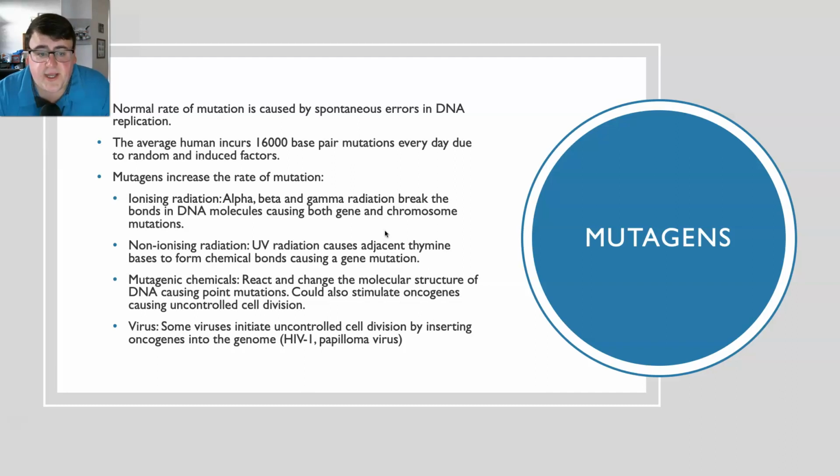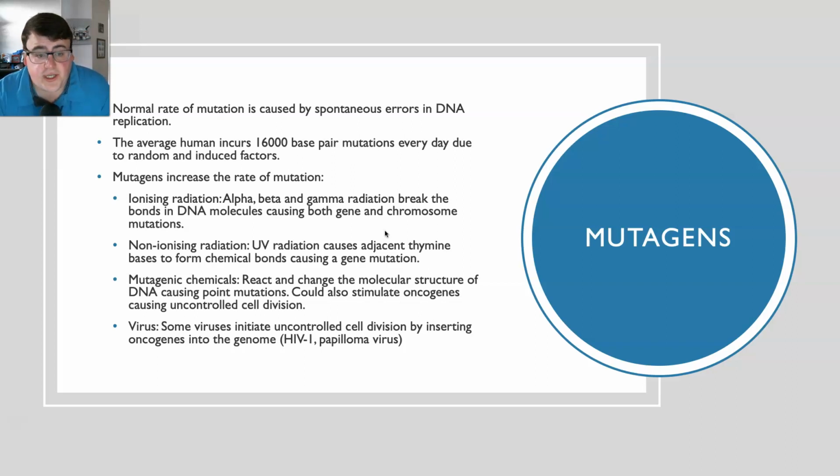With ionizing radiation, we're talking about things like alpha, beta, and gamma radiation. What they'll actually do is break the bonds in the DNA molecules, which causes both gene and chromosome mutations to occur. Non-ionizing radiation is things like UV radiation from the sun, which causes adjacent thymine bases, so thymine bases that are next to each other, to form chemical bonds between them, causing that gene mutation.